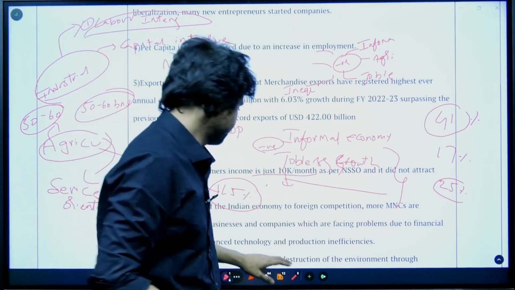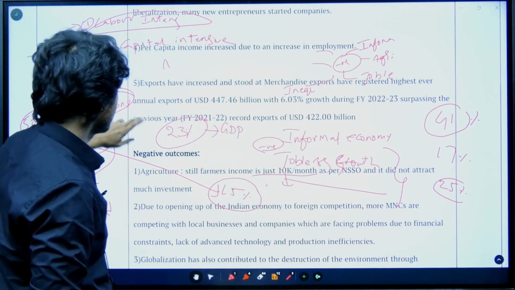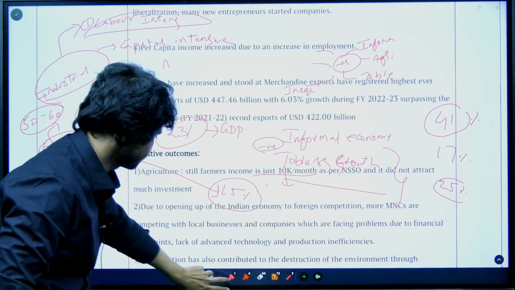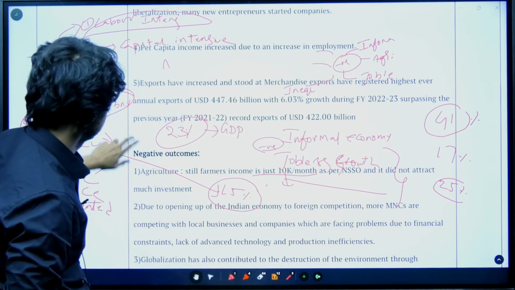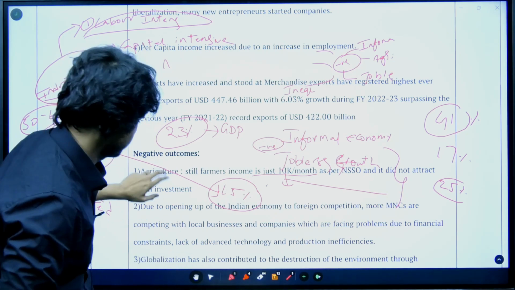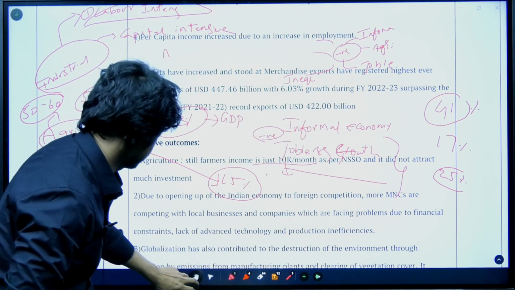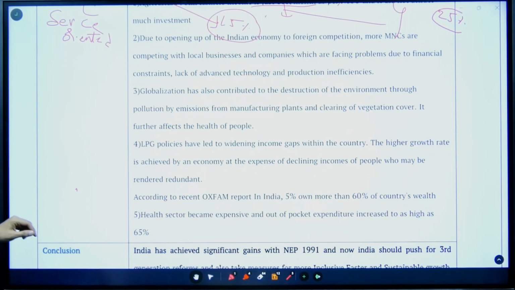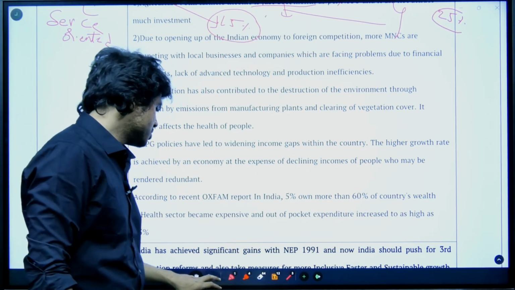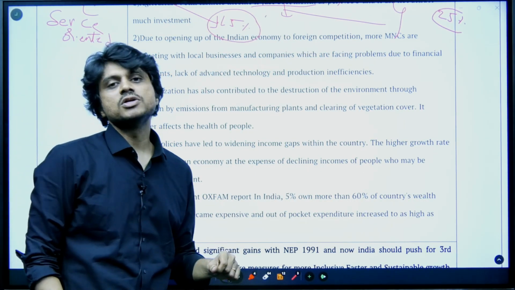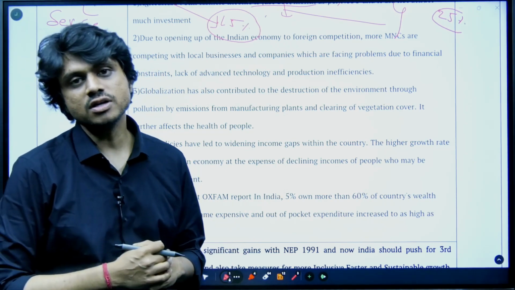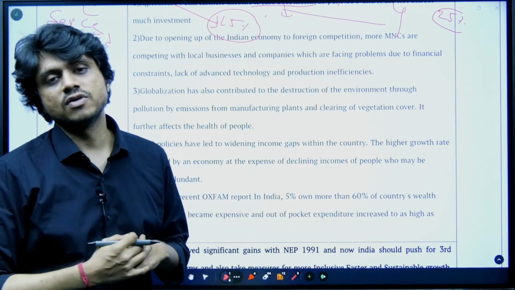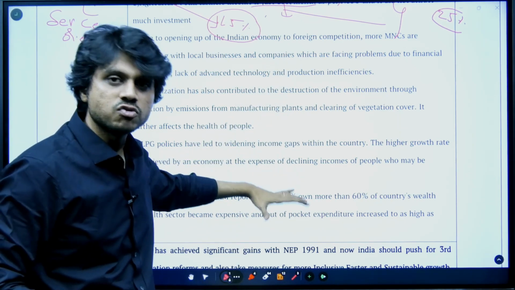In the same way, the Oxfam report has also mentioned that the top 1% of the population have nearly 30 to 40% of the wealth. So why is such a scenario happening? Because of this kind of lopsided development.